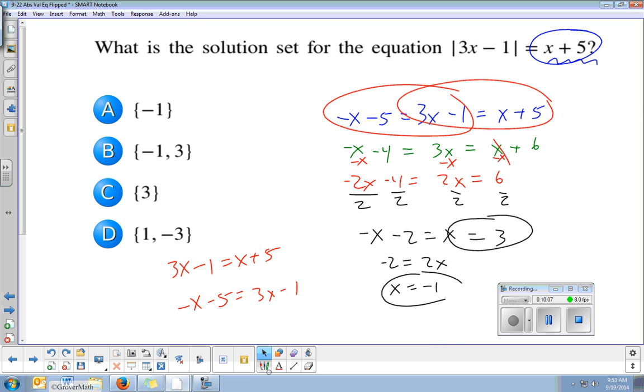And so finally, the last thing we've got to do is check our answers. Plug in a negative 1 here, but also here. And so 3 times negative 1 is negative 3, minus 1 would give us negative 4. The absolute value of negative 4 is 4. Negative 1 plus 5 is 4, so that one checks out. How about a 3? If we plug in a 3 here, 3 times 3, 9, minus 1 is 8. And if we plug in a 3, 3 plus 5 is 8, so that one also works. So negative 1 and positive 3 are the answers to that.